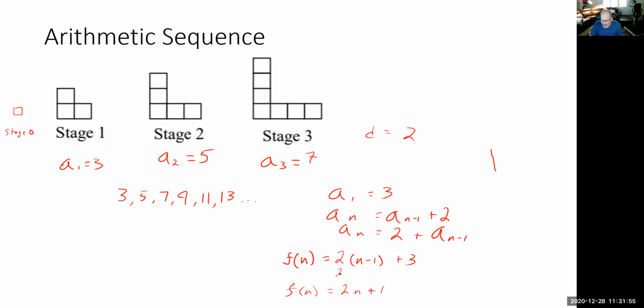See, if I do the math, 2 times n minus 2 times 1 plus 3. 2n minus 2 plus 3. Minus 2 and plus 3. 2n plus 1. This is just an easier way to use the information that we have to write the equation. And you need to know how to do it because you'll be tested on it.